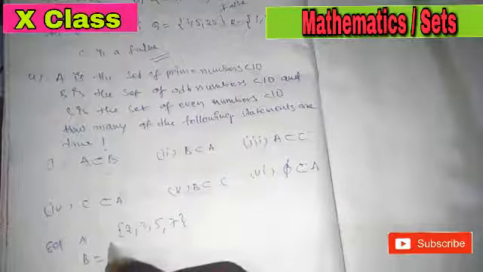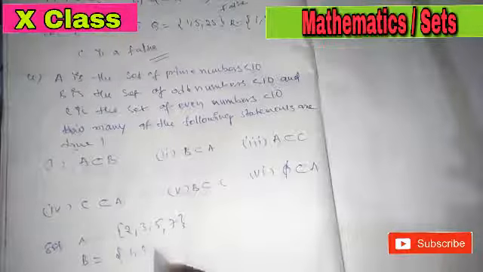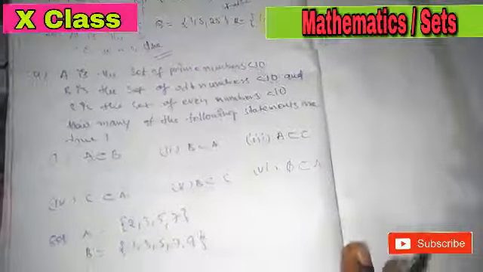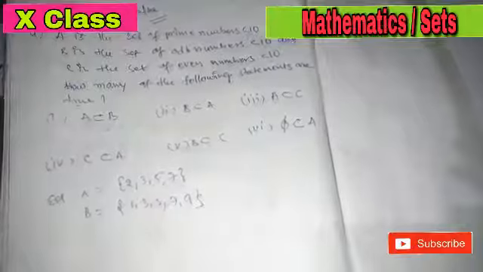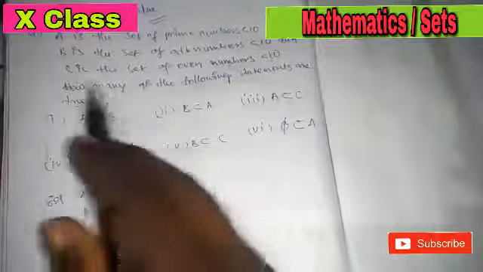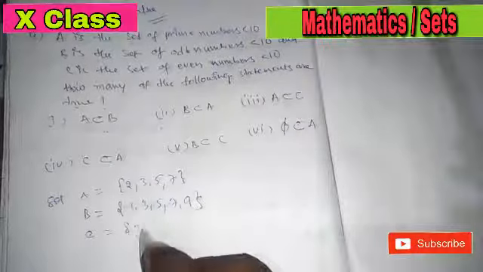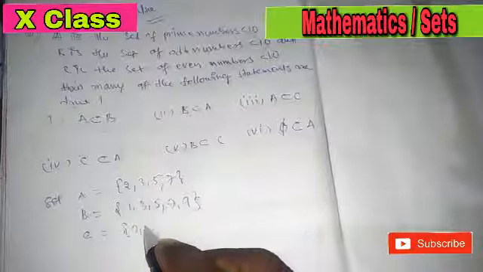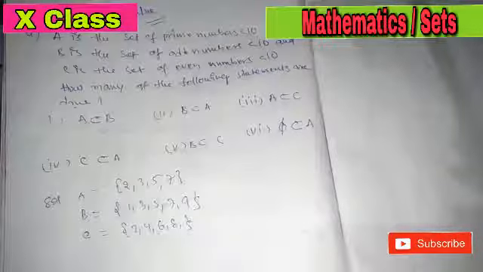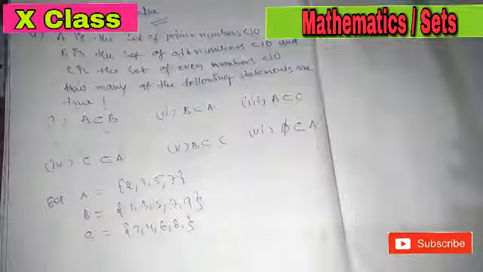B is a set of odd numbers less than 10: 1, 3, 5, 7 and 9. Next, C. What is the set C? The set of even numbers less than 10: 2, 4, 6, 8. These are the elements present in the respective sets.